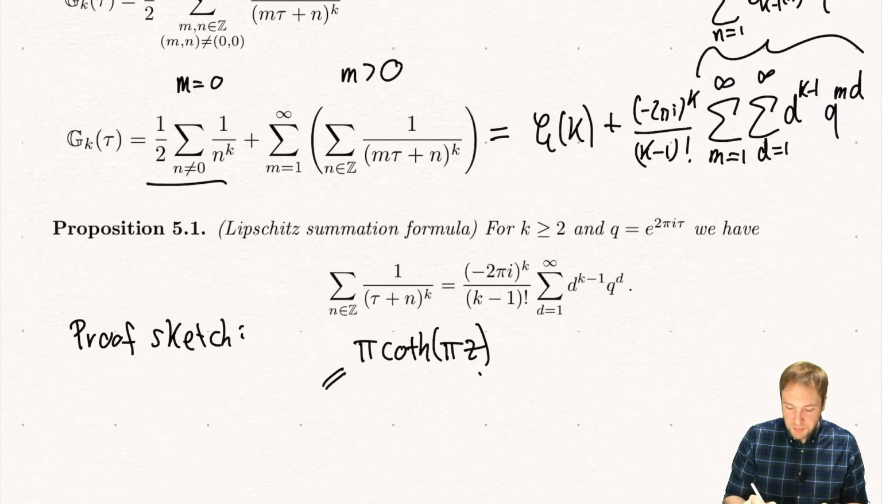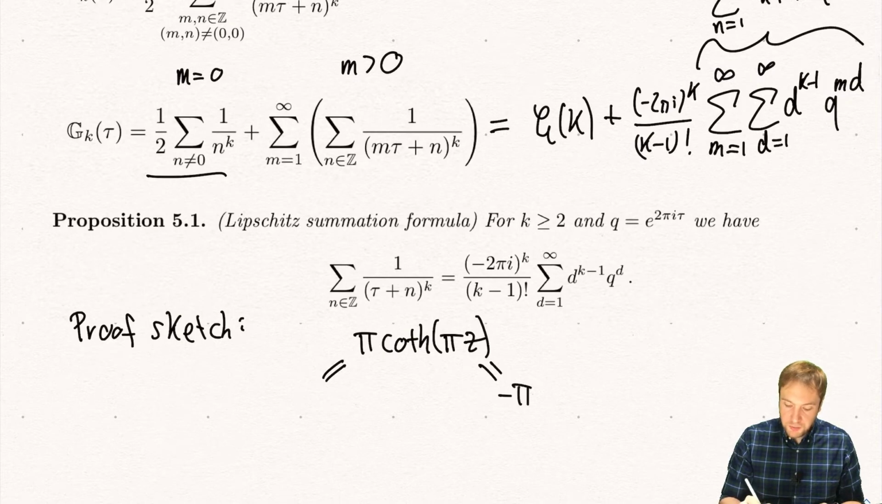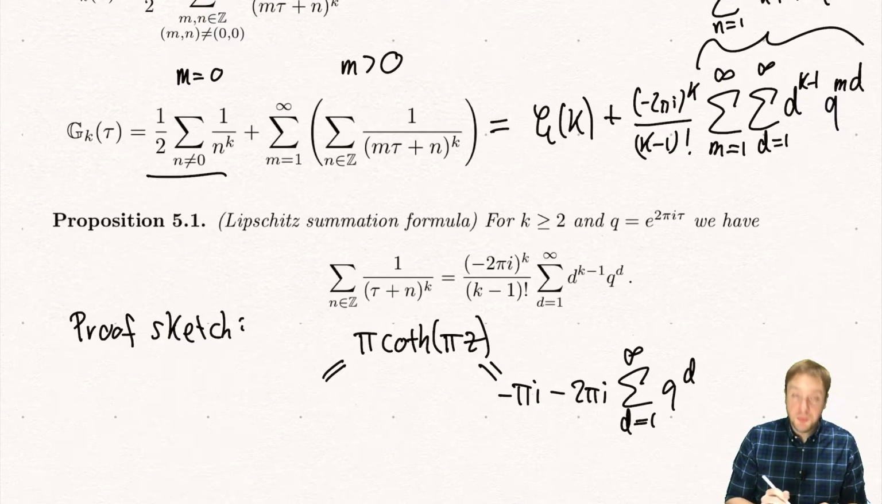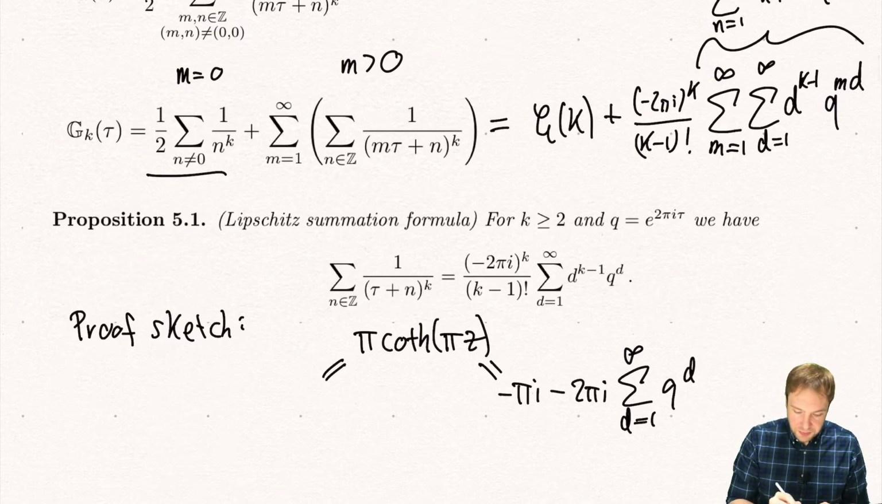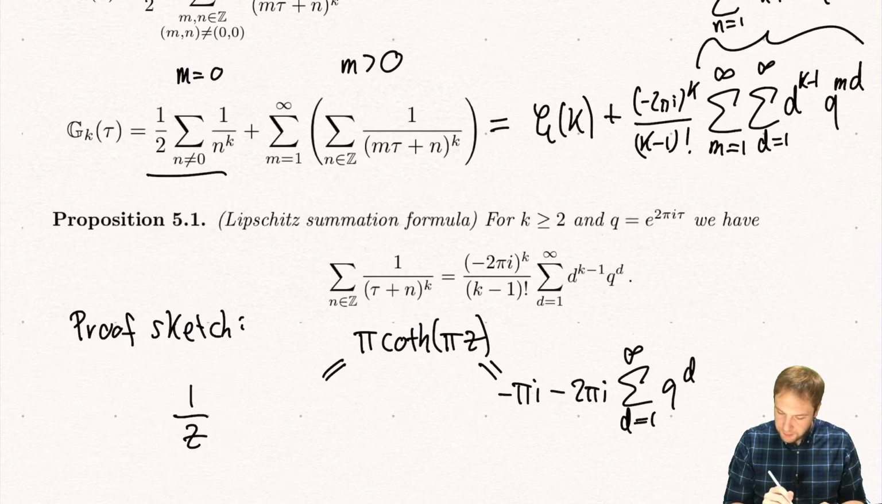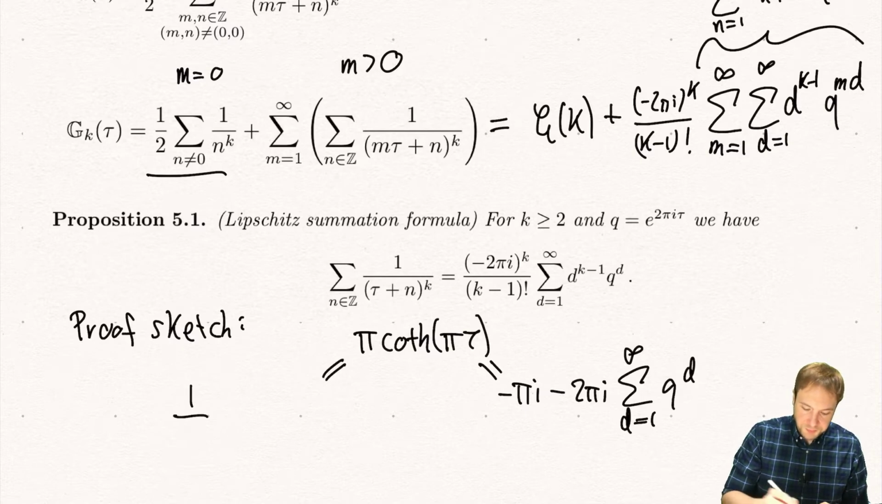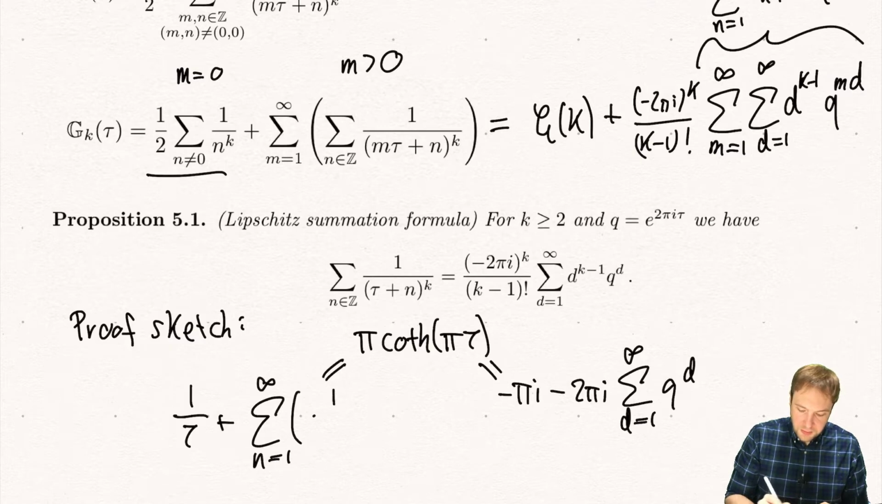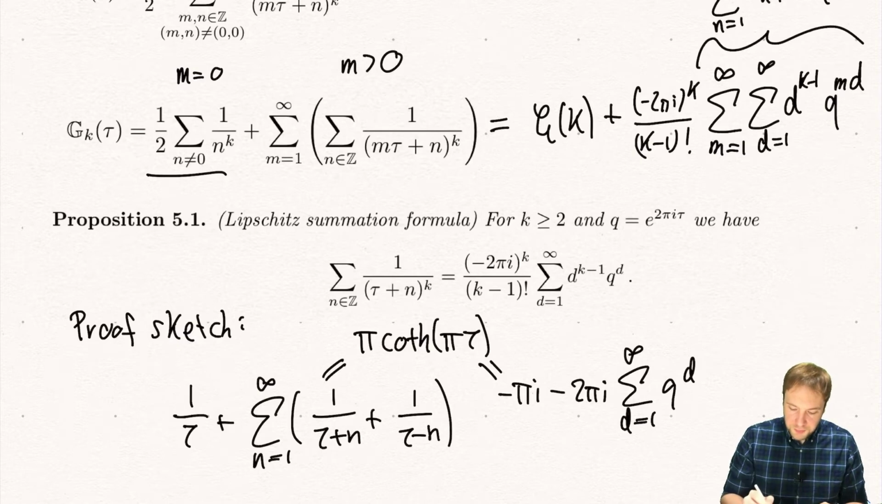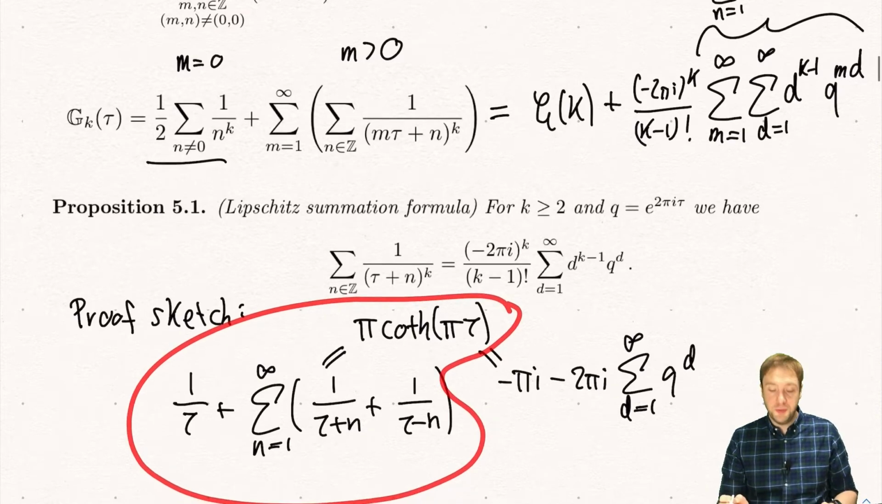And this cotangent can be written in two ways. So the cotangent also has a Fourier expansion like this. And the cotangent also has a partial fraction decomposition. So we can write this as 1 over, this is not a z, this is a tau. So this is then 1 over tau plus, and here we take the sum, n goes from 1 to infinity.